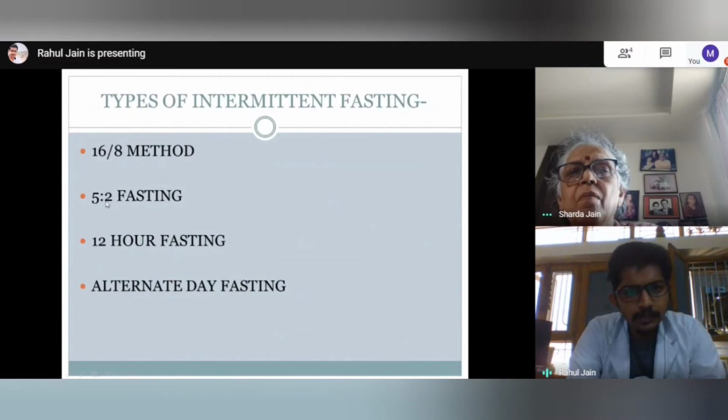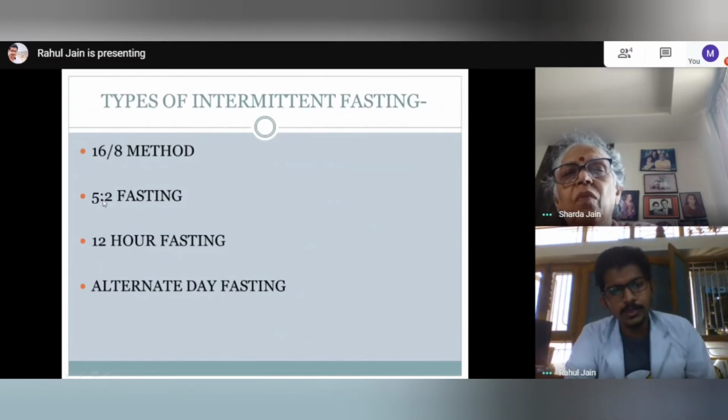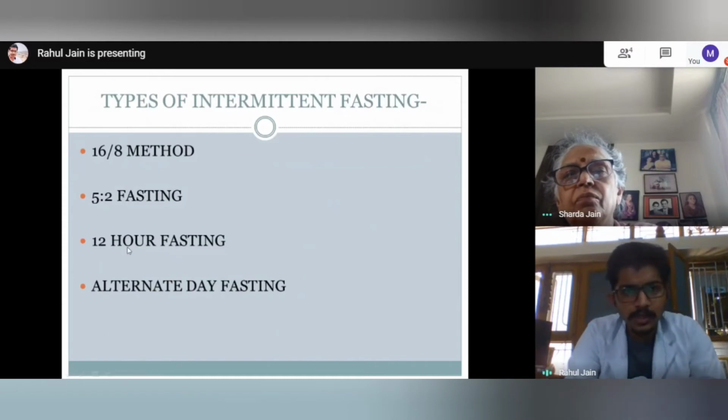Then 5:2 fasting is this: on 2 days of the week they will fast, that is, they only take 500 to 600 calories a day. The other 5 days they continue to have their normal diet. Then another method is 12-hour fasting, where people fast for 12 hours and then eat. And alternate day fasting is also a very good method: one day they have normal eating habits, and every second day they fast.